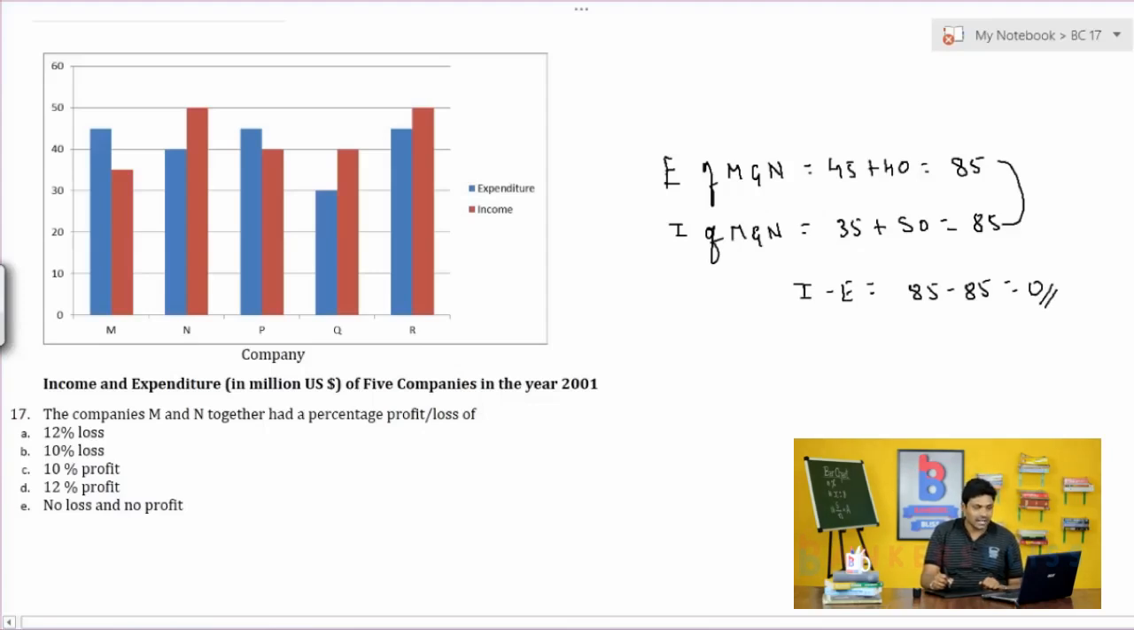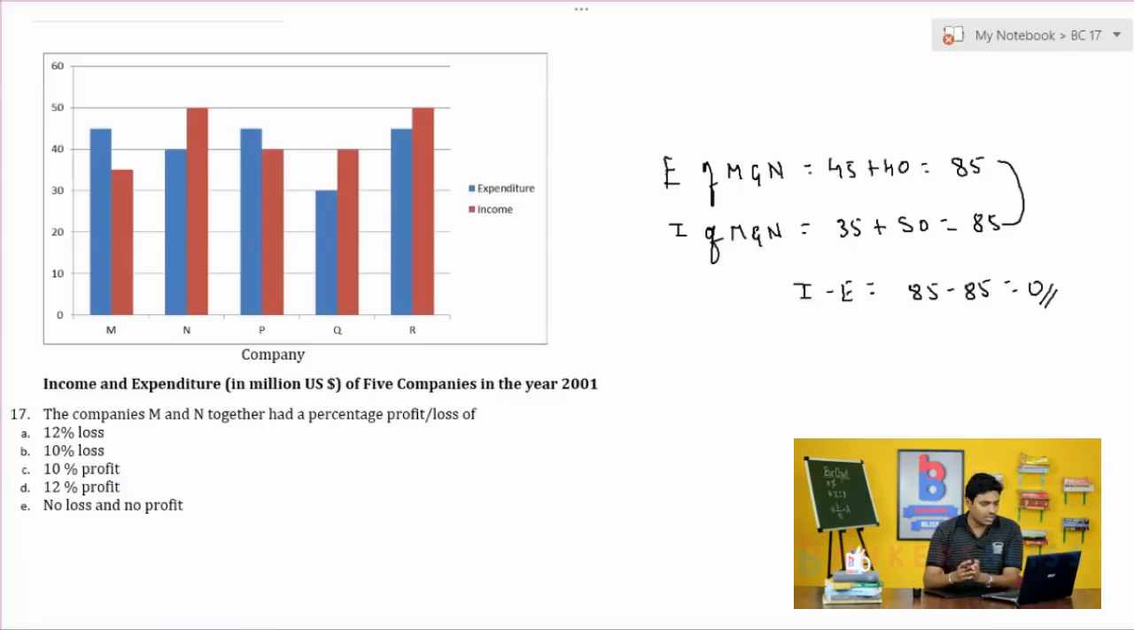Option E is the right answer, because if you consider both the two together, expenditure is equal to $85 million and income is equal to $85 million, where expenditure is equal to income, which is nothing but break even. So, option E, no loss and no profit, is the right answer for problem number 17. Very simple. Problem number 16 and problem number 17, both are very easy.